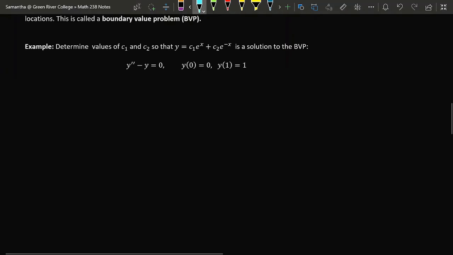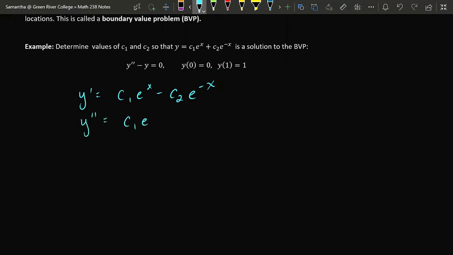So now, if I calculate y prime, which is C1 e to the x minus C2 e to the minus x, I can get y double prime: C1 e to the x plus C2 e to the minus x. We can see that y double prime has just turned right back around and become the same thing as the original function y. Since y double prime and y are equal, if we subtract the two, y double prime minus y, then that will definitely be equal to 0 as required by our differential equation.